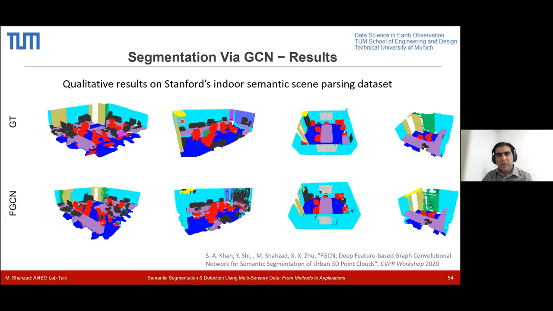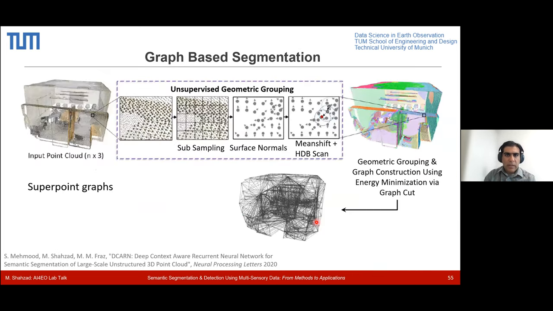If we visualize this, you can see that these are the ground truth data, and these are the results which we predict. Qualitatively, they look very, very good. So this is one approach where we applied this.